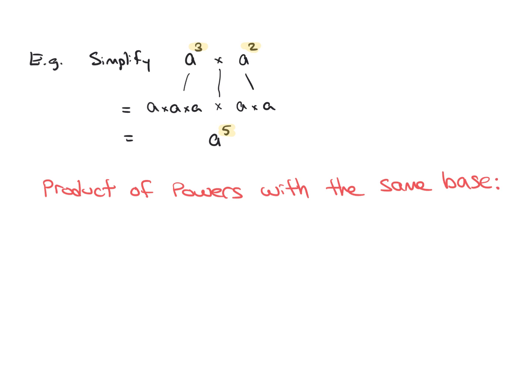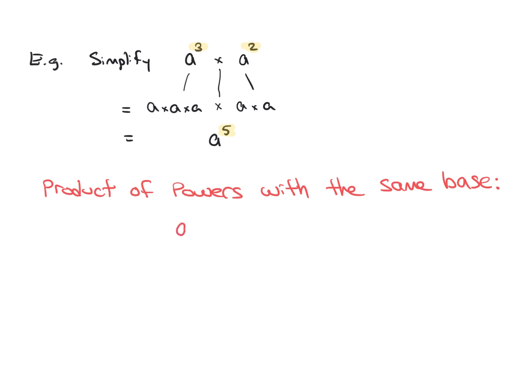In the example, we have two powers multiplied together, A cubed times A squared, and they have the same base, which is A. Whenever you have that situation, the exponent law is that you can just add the two exponents together to get the exponent of the answer. Written more succinctly, it looks like this.